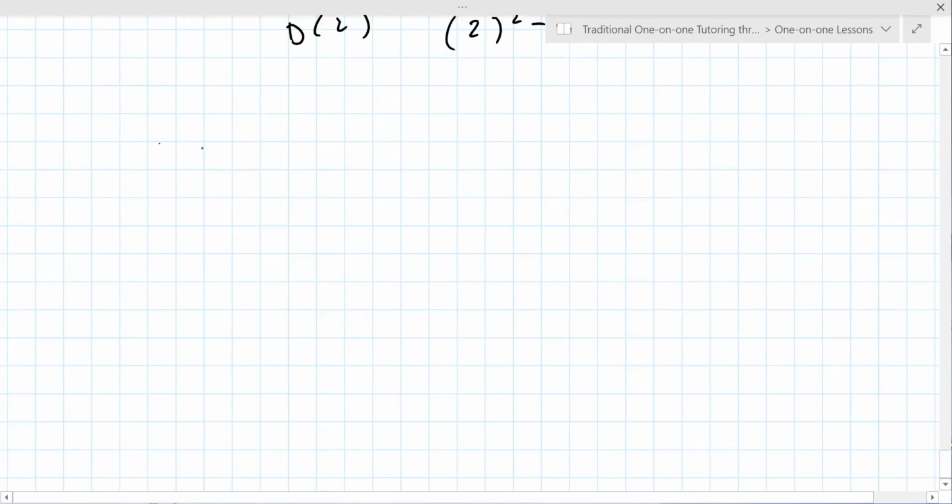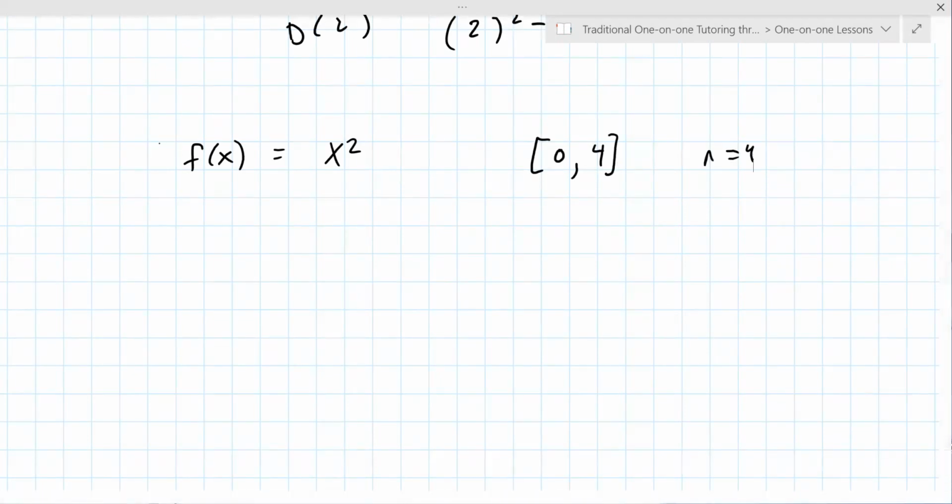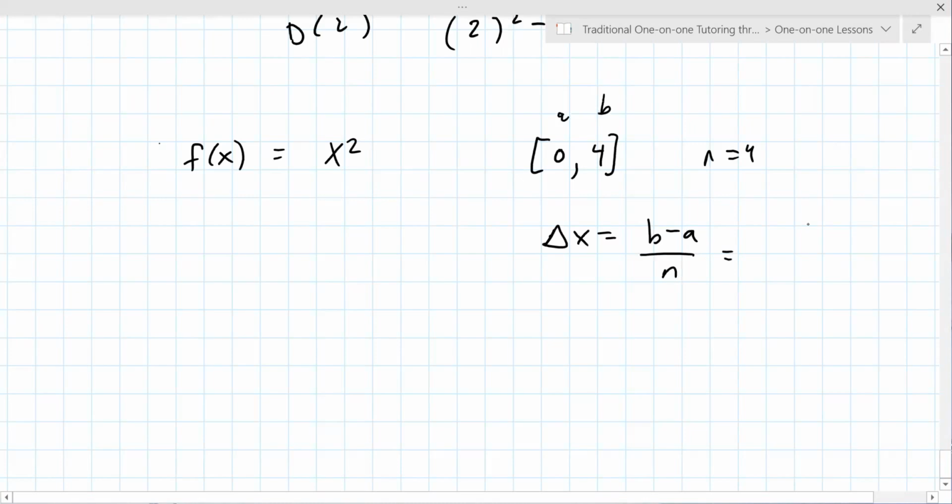Okay, so let's say f of x equals x squared. And we want to go from 0 to 4. And we want n equals 4. So to do this, you first have to find delta x. Delta x is b minus a over n. This is a, this is b. And so that's 4 minus 0 over 4, which is 1.